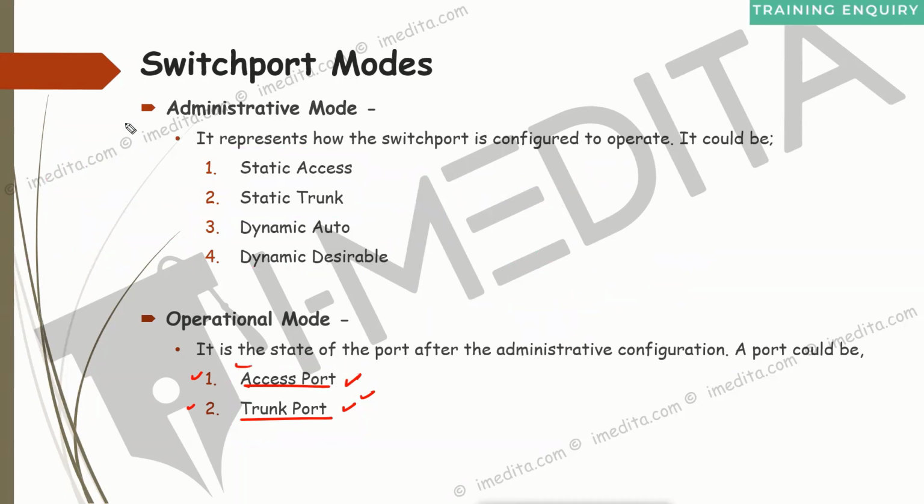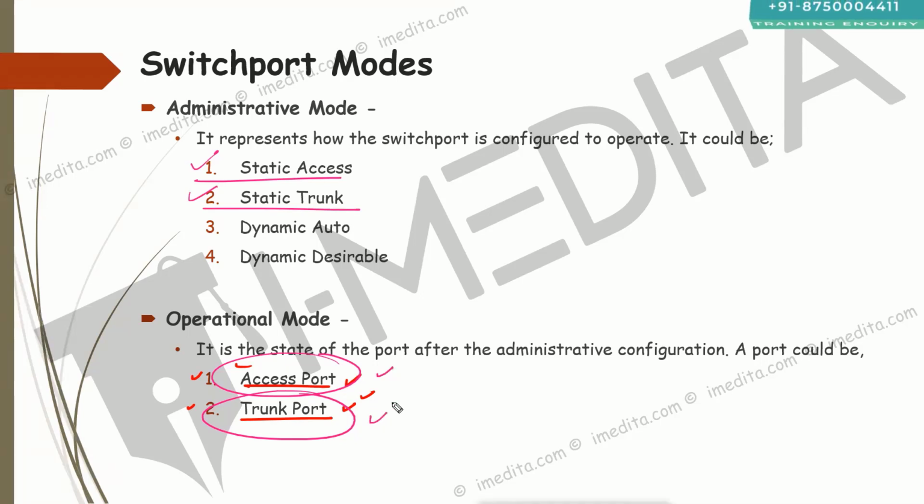So administrative mode defines how the admin has configured the port to operate. Is the port operating as an access port? Why? Because the administrator has configured it to do so. The port is operating as a trunk port. Why? Because the administrator has configured it to do so. The port has decided to act as an access port or the trunk port automatically. That is based on the configuration of a protocol called DTP. DTP works in two modes called dynamic auto and dynamic desirable.